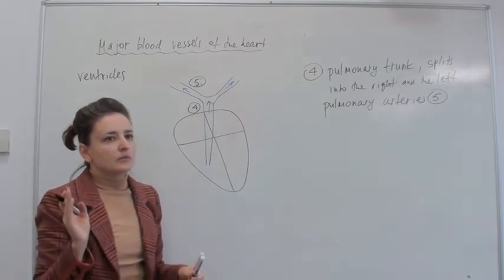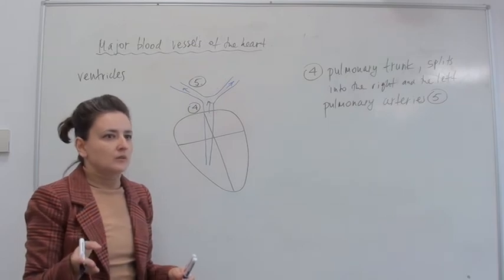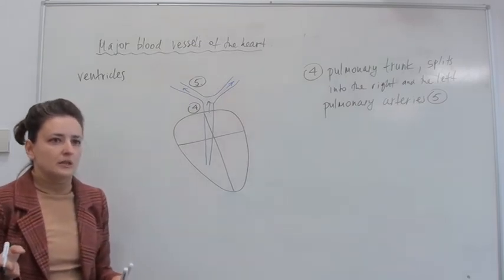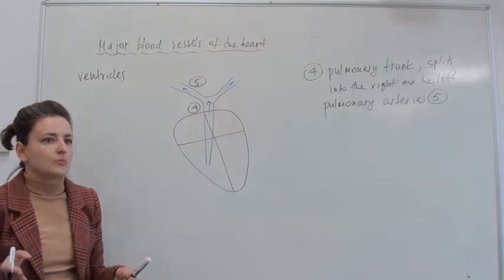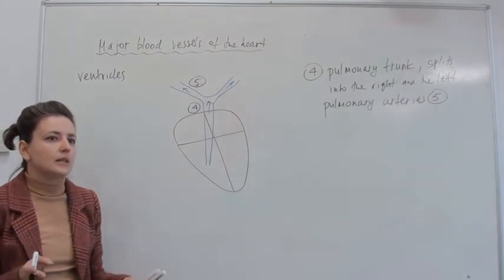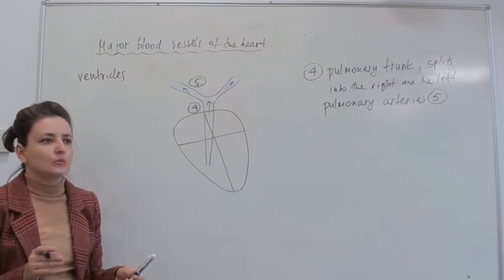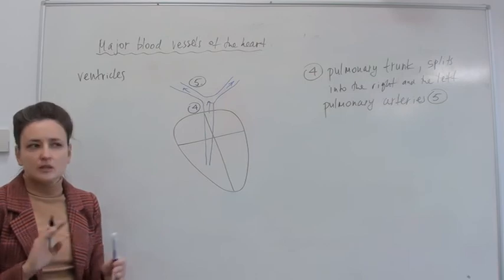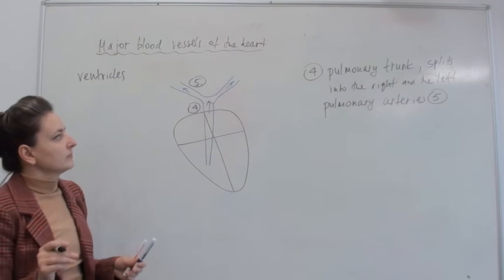Again, the same note as I made before. Normally, we think about arteries as carrying oxygenated blood and veins as carrying deoxygenated blood. So pulmonary arteries are the only exception. They're the only arteries which carry blue deoxygenated blood. The rest of the arteries in your body are going to be carrying oxygenated red blood only.